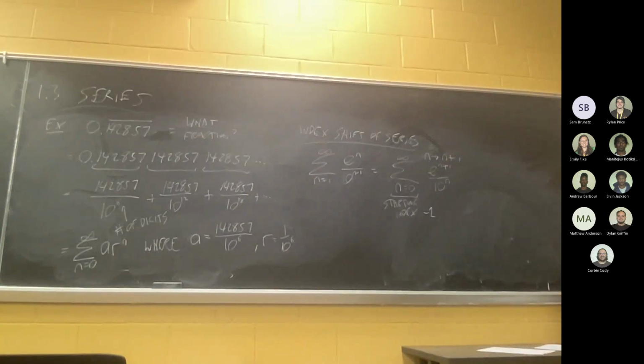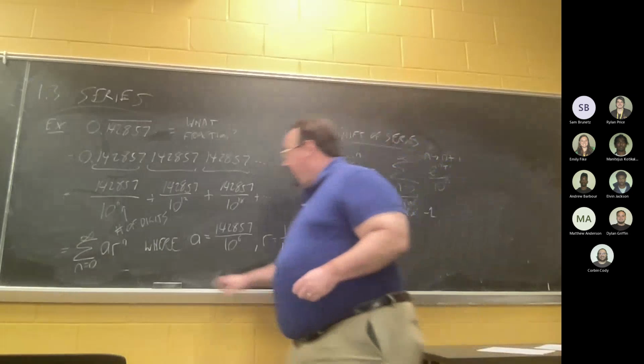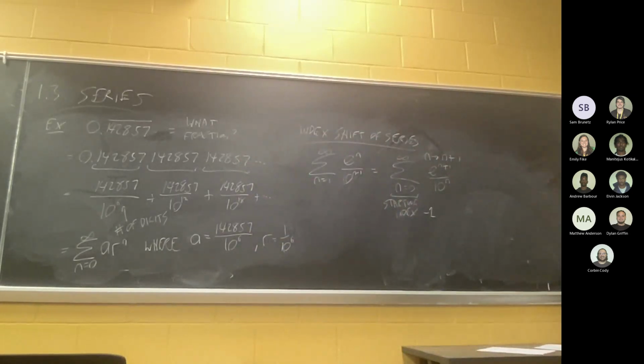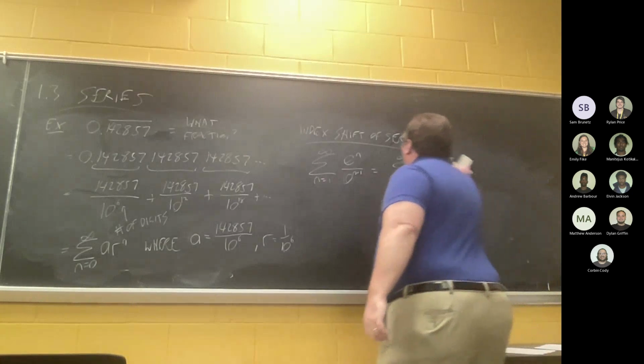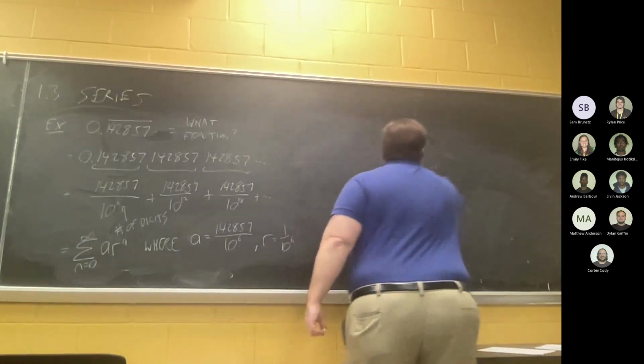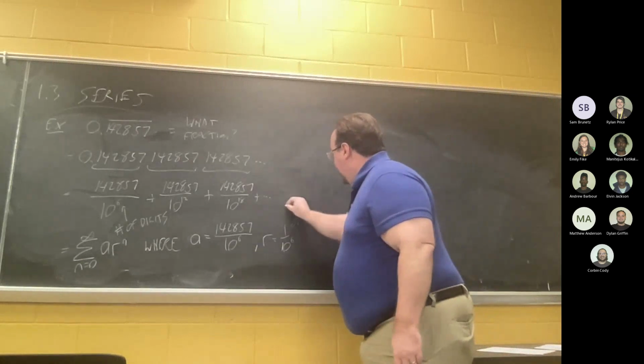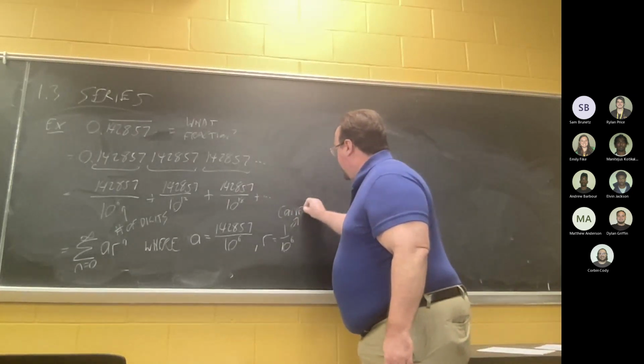Well, it definitely converges. However many digits you have, no matter how few, you're always going to have at least one. So R is always going to be a positive number less than 1. So we know it converges.